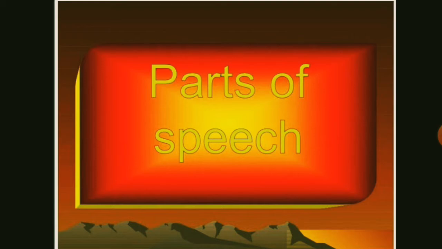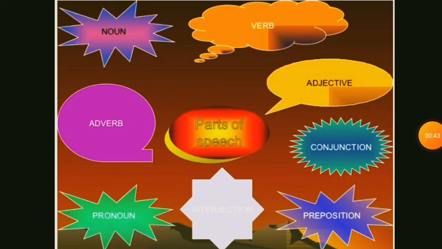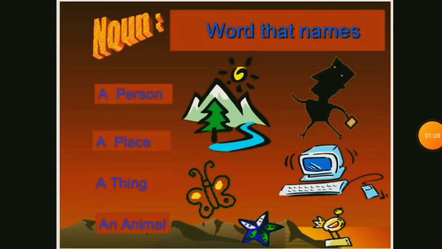In English, there are 8 parts of speech: noun, verb, adjective, adverb, pronoun, conjunction, preposition, and interjection. What are the 8 parts of speech? Noun, verb, adjective, adverb, pronoun, conjunction, preposition, and interjection. Now we learn about these 8 parts of speech. First one, noun.